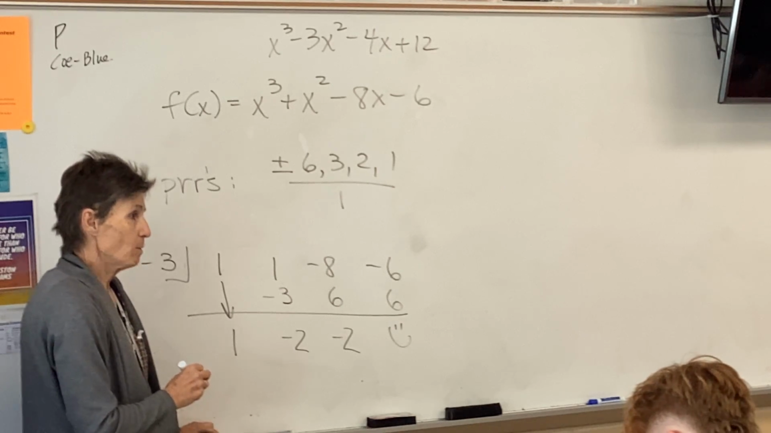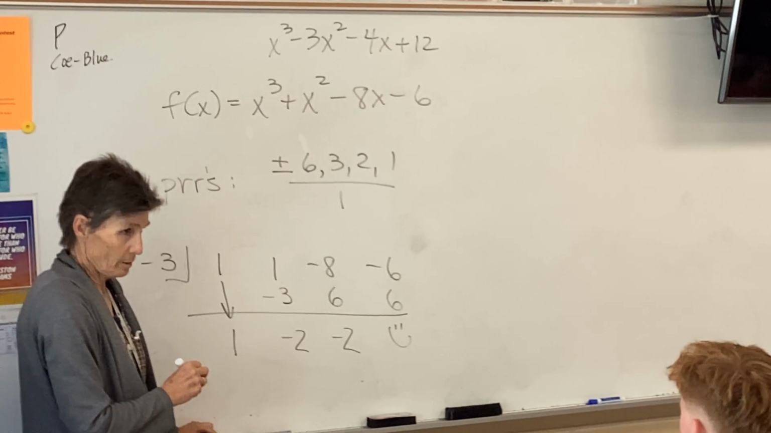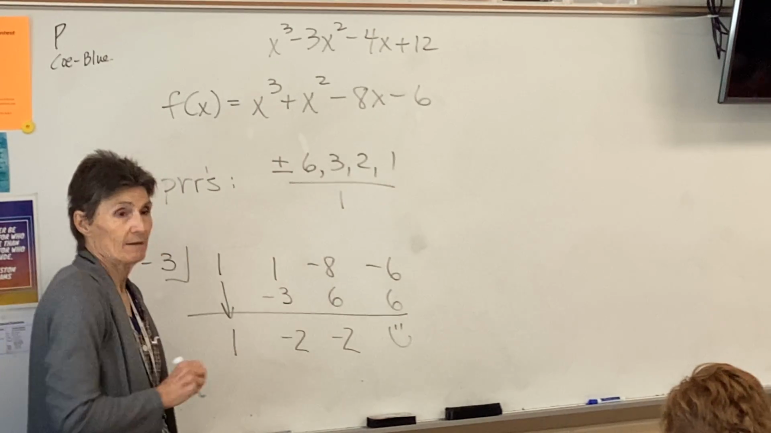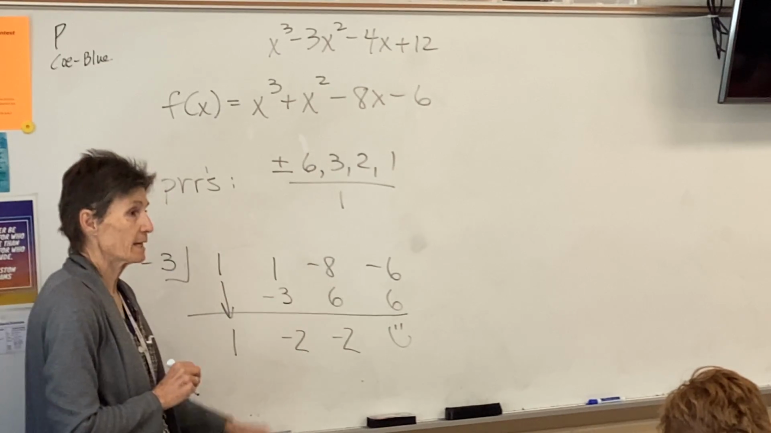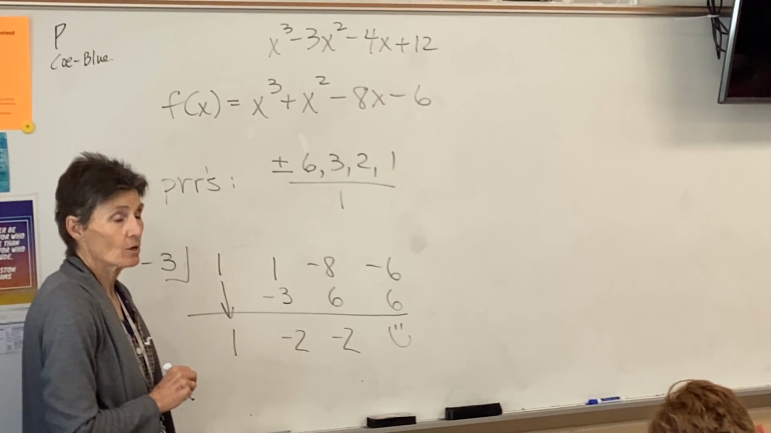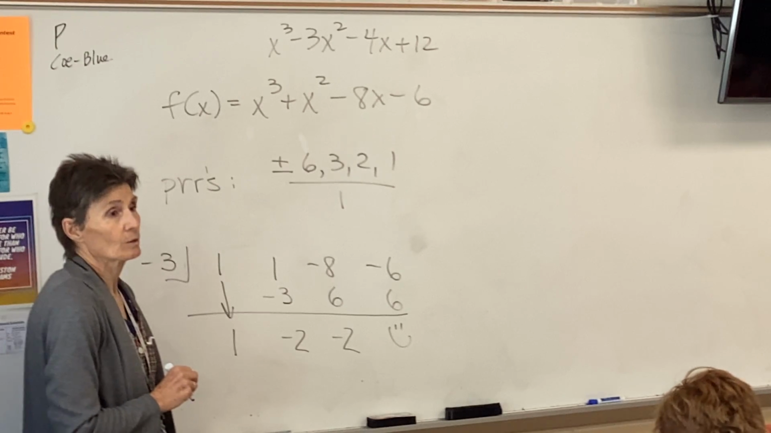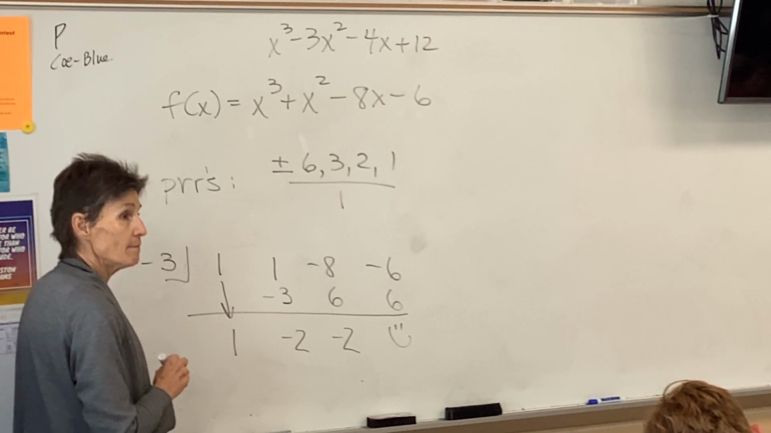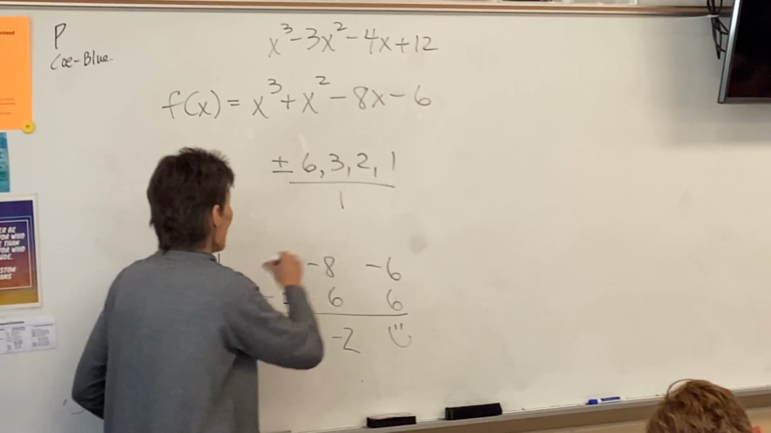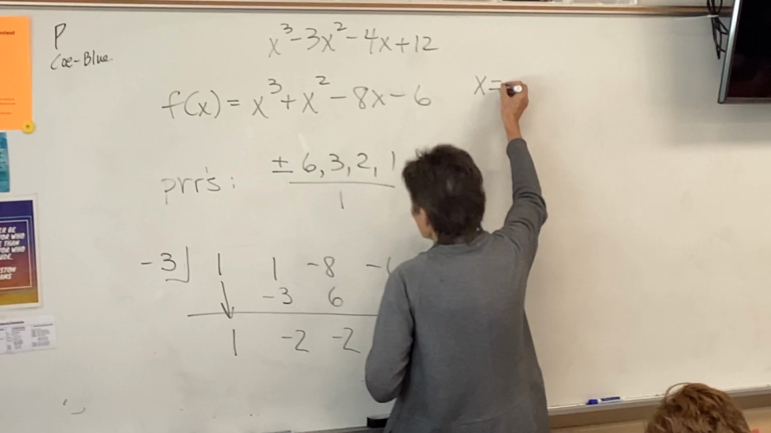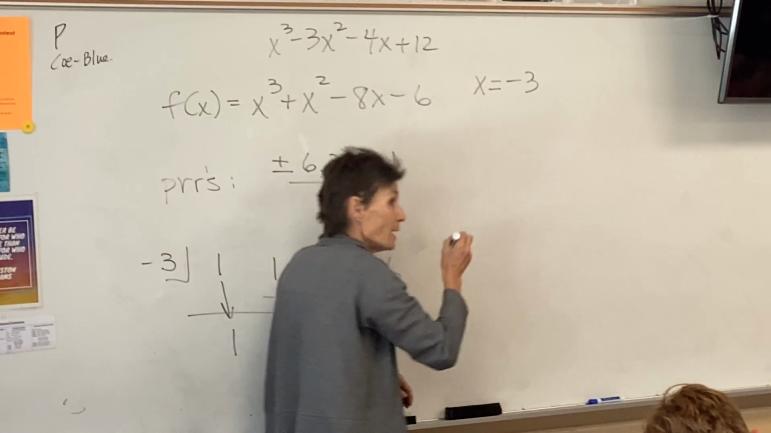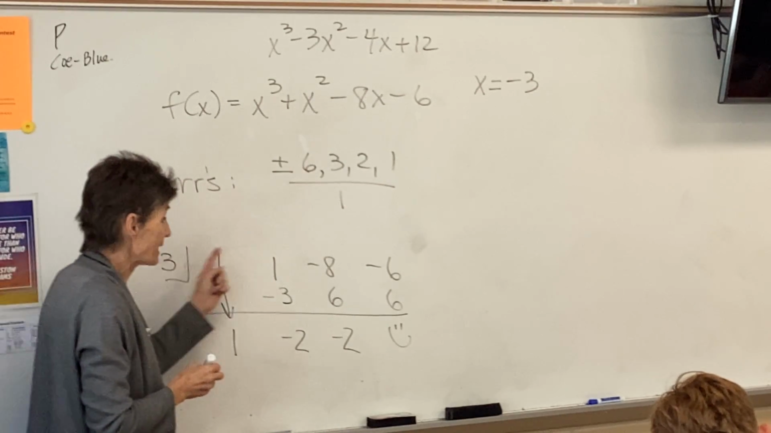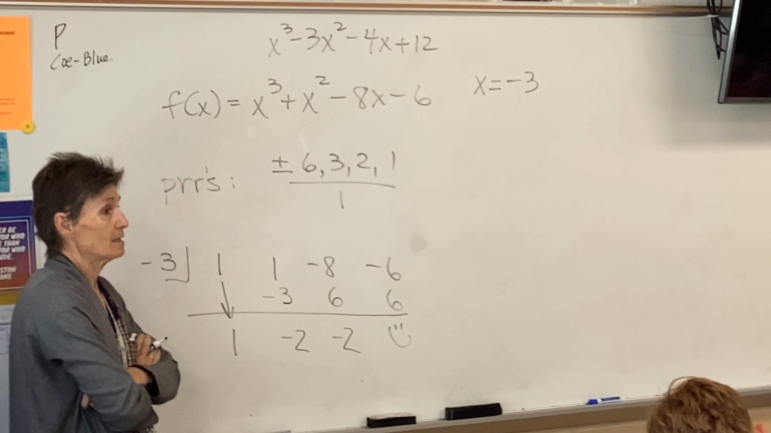Now, what do we do if we don't get a 0? Keep trying. Pick another number and try again. Remainders do us no good. We do not want remainders, so we're going only for zeros. Okay? Now, what does that mean? That means that one of my answers, one of my roots is -3, because -3 gave me a 0.